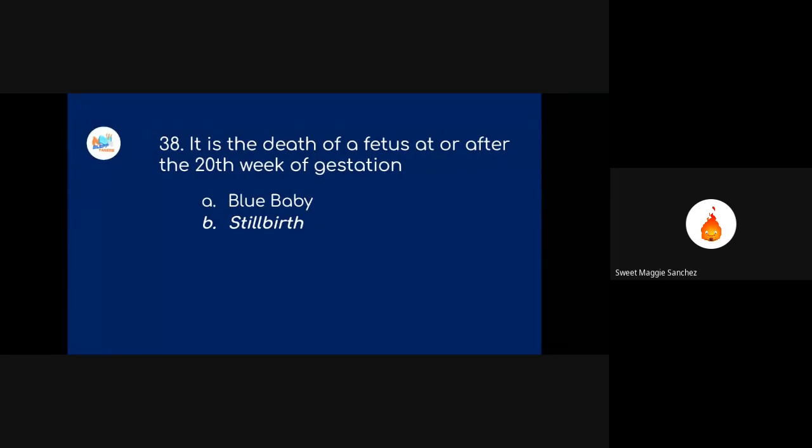Question 38. It is the death of a fetus at or after the 20th week of gestation. So the correct term is stillbirth. Yun siya. Napanganak siya pero their time is still, so they passed away. Blue baby is different. It's also a popular term used for babies who did not receive enough oxygen sa blood. Yung veins natin are color blue, so apparent yung blue na color.